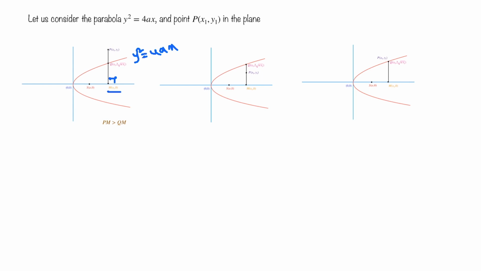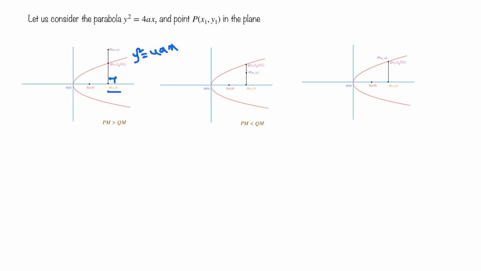In this case, here is P inside the parabola. So we draw the perpendicular onto the axis of the parabola. The foot of the perpendicular is M, whose coordinates are x1 comma 0. In this case, we extend this PM segment so that it meets the parabola at Q. So here again, the Q coordinate is going to be x1 comma 2 root ax1. In this case, you can see that this PM is less than QM. Here QM is bigger than PM.